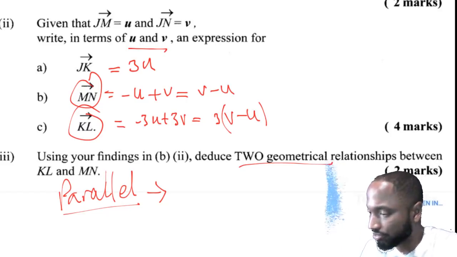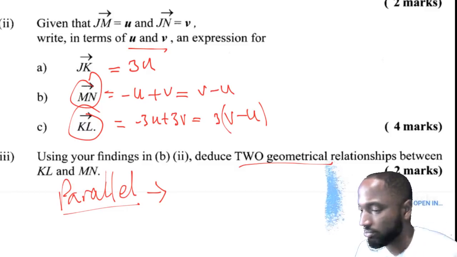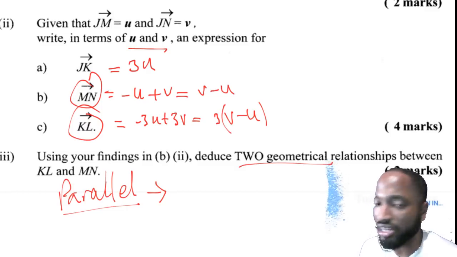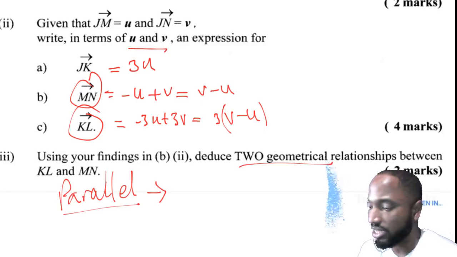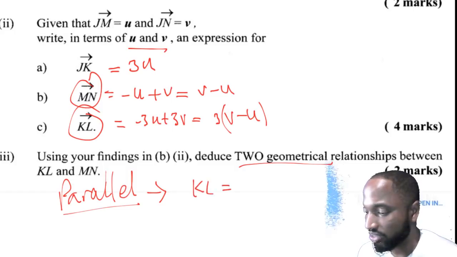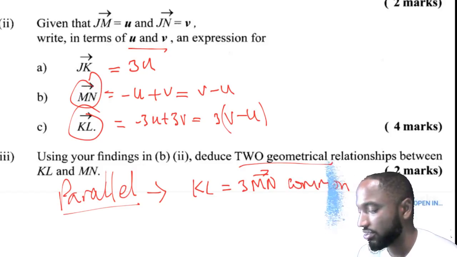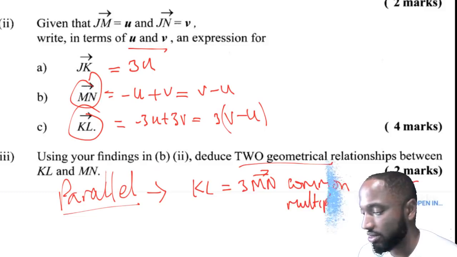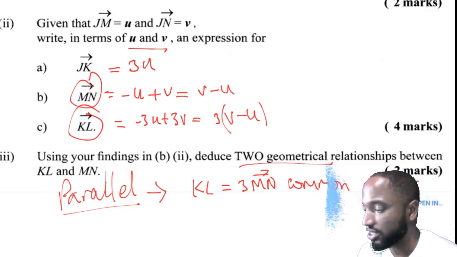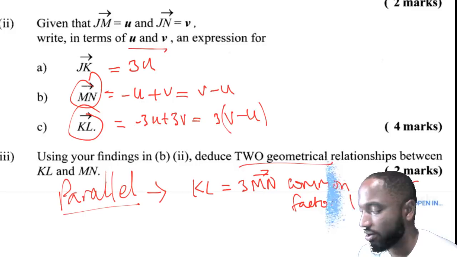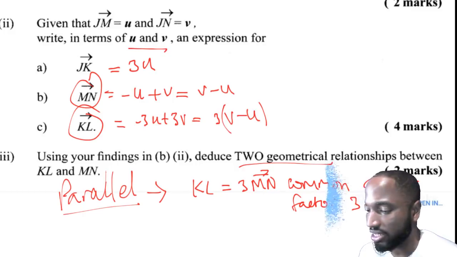Alright, so parallel lines are related by a common scalar factor. A common scalar factor, because we could clearly see that KL is actually equal to 3 times MN. And you can say common scalar. In this case, I'll use multiple instead of factor, of 3. Now I can say common scalar factor still. Common scalar factor of 3. And they just say to deduce, so therefore it's parallel, right?